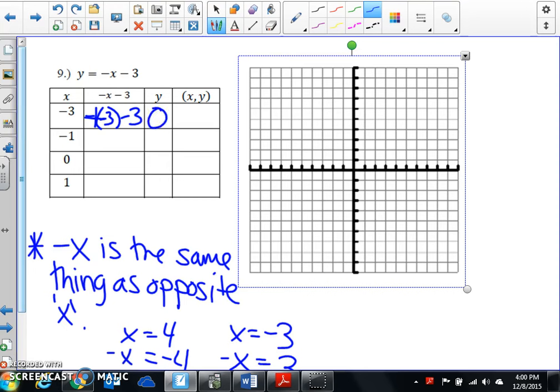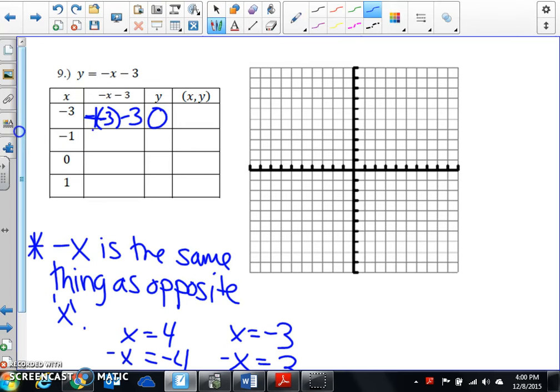All right, now I plug in -1. -1 minus 3. 2 negatives is a positive. 1 minus 3 is -2. -0 minus 3. There's actually no such thing as -0. 0 is neither negative nor positive. So that's just 0 minus 3, which is -3. And finally, -1 minus 3, same sign. I add on your negative.